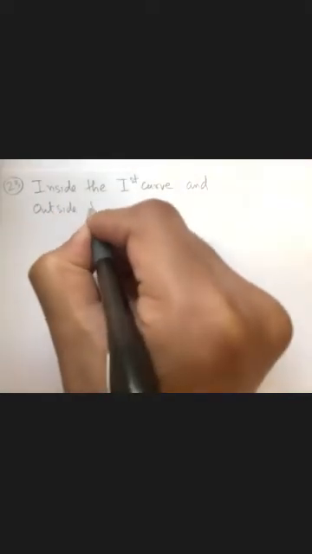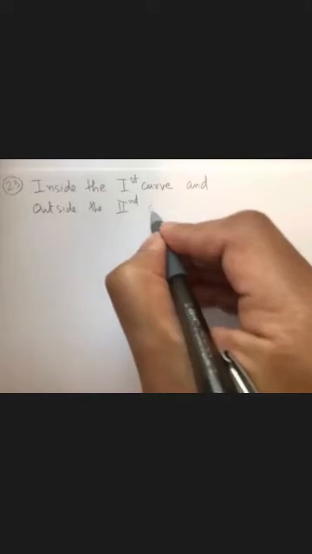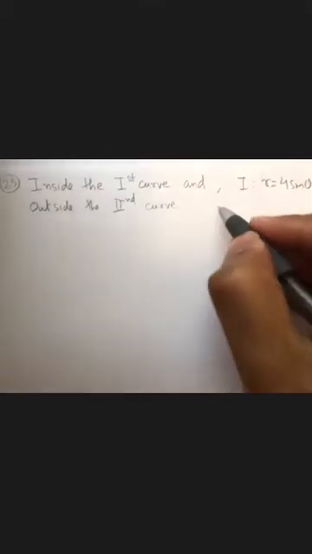Find the area of the region that lies inside the first curve and outside the second curve. The curves given to us are: the first curve is r equals 4 sine theta, and the second curve is r equals 2.